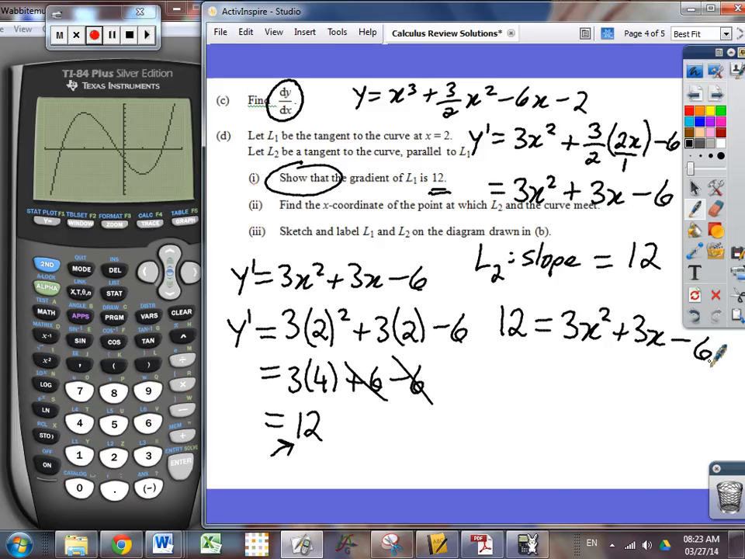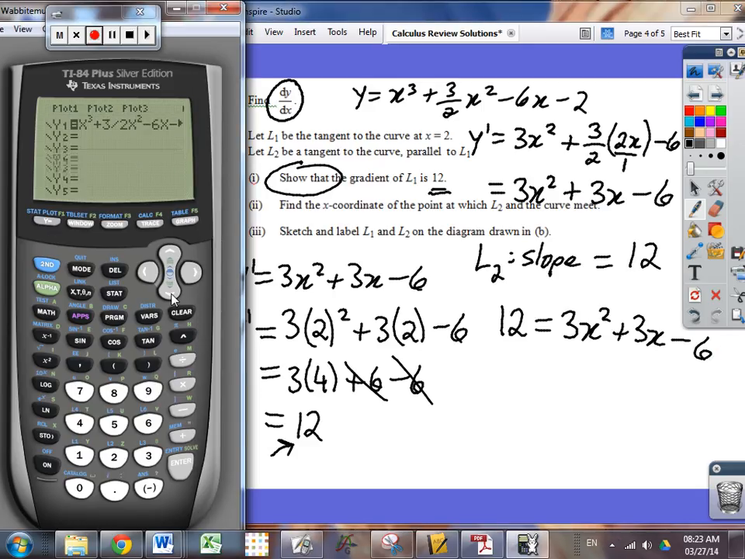Quickest way to do this is probably to stick that into the calculator. And so let's put these in. We've got 12, and we've got 3x squared plus 3x minus 6. I'm going to deselect y1, which is our original curve, but we're not using it right now. Let's have a look at the graph.